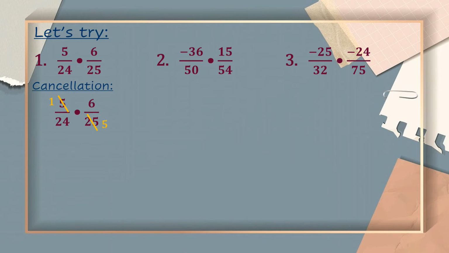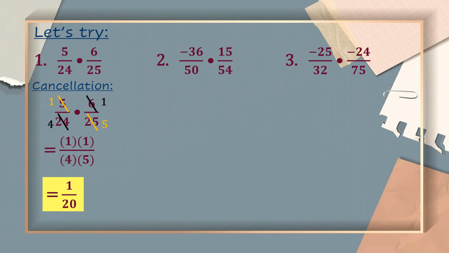Next naman ay si 6 and 24. Pareho silang divisible ng 6. So, cancel natin. So, 6 divided by 6 is equal to 1. Then, 24 divided by 6 is equal to 4. So, ang numbers natin is 1 times 1 and 4 times 5. So, multiply natin. That will be 1/20. Next naman is negative 36/50 times 15/54.